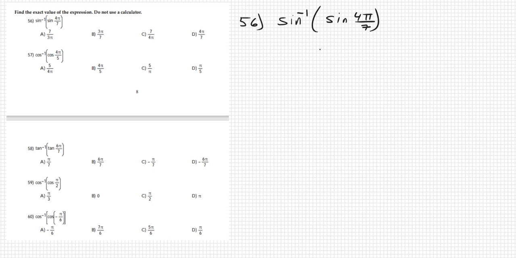But what's the problem? The problem is determining what quadrant this angle lies in. So my recommendation is you replace pi by 180, a conversion from radians to degrees. I put in my calculator 4 times 180 divided by 7. The answer is approximately 102. It's not super important to have the exact value: 102 point something degrees.